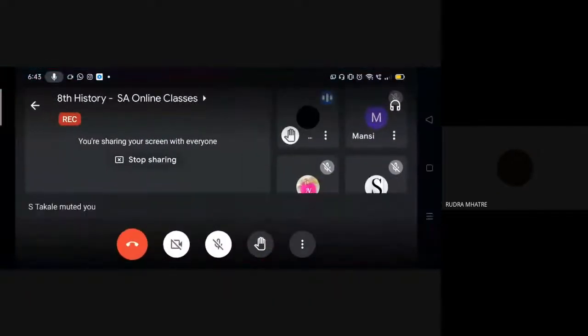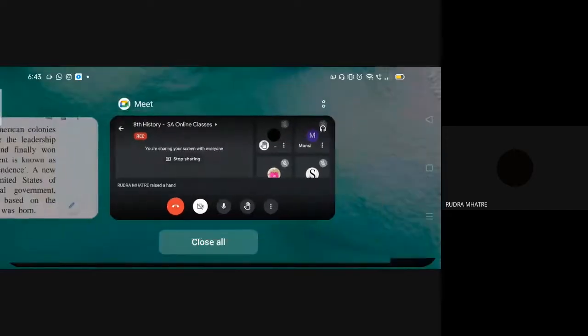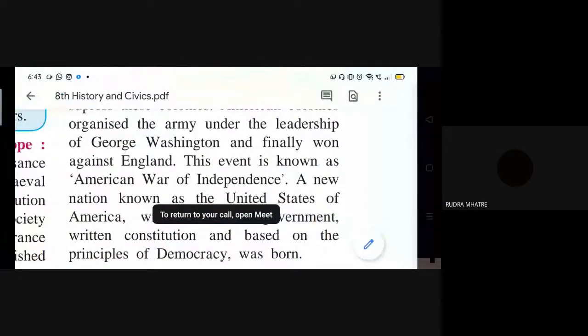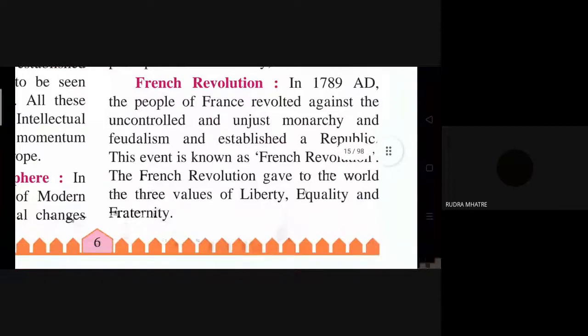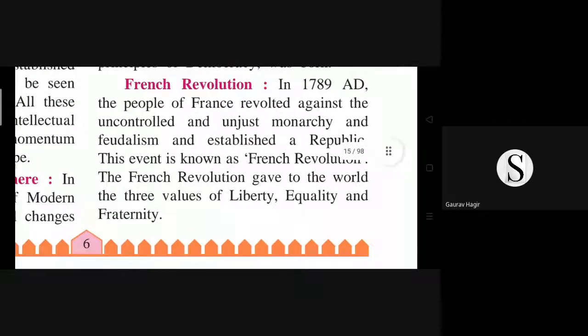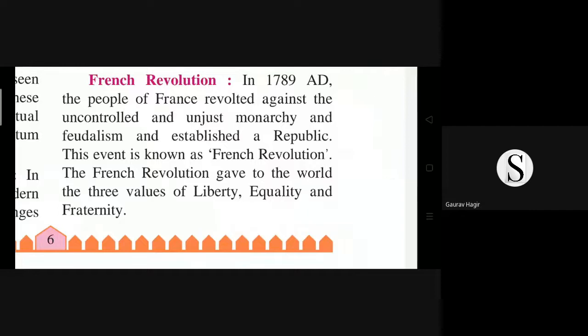French Revolution. In 1789 AD, the people of France revolted against the uncontrolled and unjust monarchy and feudalism and established a republic. This event is known as French Revolution.